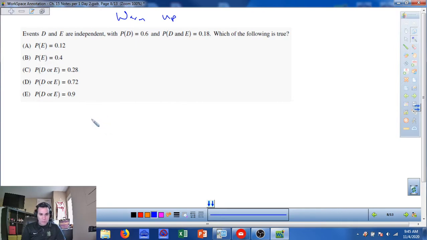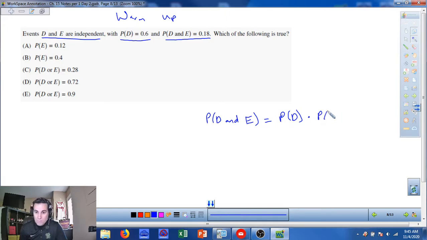So the solution to this problem, I would have used the formulas. They told you the probability of D is 0.6 and the probability of D and E is 0.18. They also told you that D and E are independent. Because of that, I know that the probability of D and E is equal to the probability of D times the probability of E, because of independence. If those weren't independent, then I couldn't do this. But because they are independent, I can.